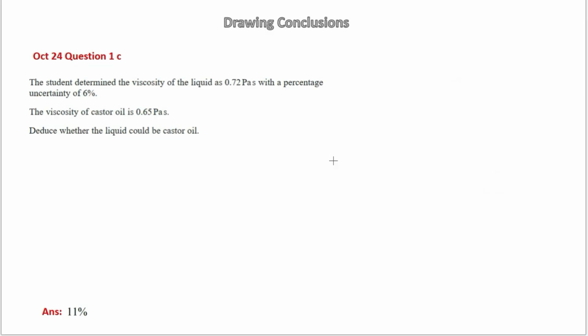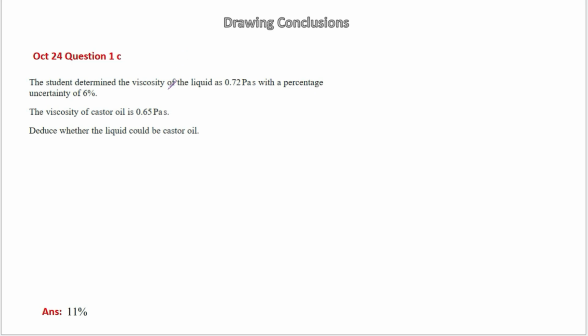The next concept is very important, how to draw conclusions from your calculations. This is an example from October 24, question 1c. The student determined the viscosity of the liquid as 0.74 Pascal second. Always remember the unit of viscosity is Pascal second, with a percentage uncertainty of 6%. The viscosity of castor oil is 0.65 Pascal second. The question is asking you to deduce whether the liquid could be castor oil. So in these types of questions, my personal favorite method is always to calculate the percentage difference.